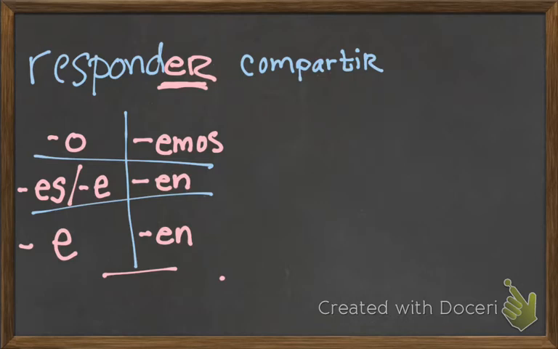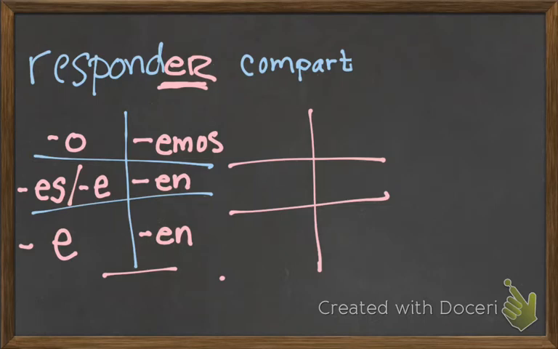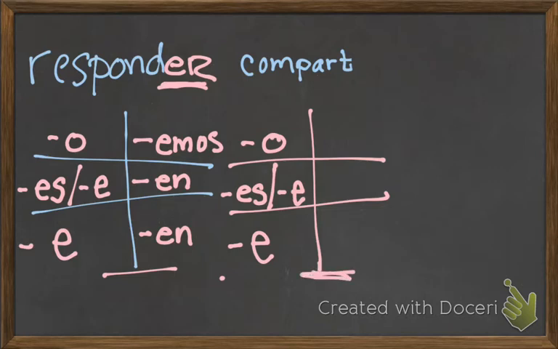Again, we're going to do the same thing. We're going to take off the ir, and our root is going to be compart, all the way through. And we're going to add endings. So we have comparto. Hey, that's the same. Tú compartes, also the same. Usted comparte, also the same. Él comparte, also the same. Ellos and ellas comparten, also the same. And ustedes comparten, also the same as the ER verbs. So every instance so far, it's been the same.